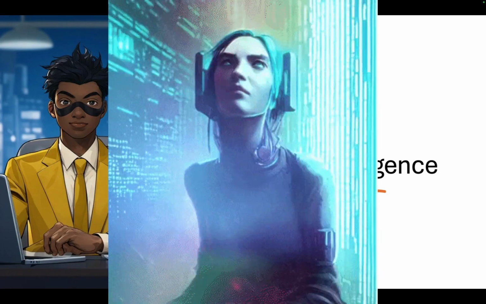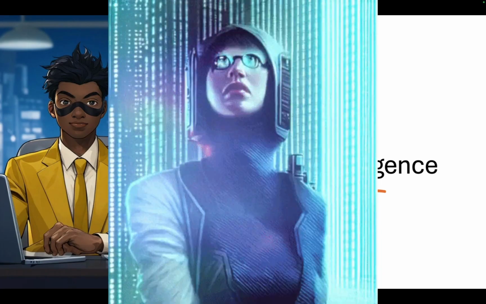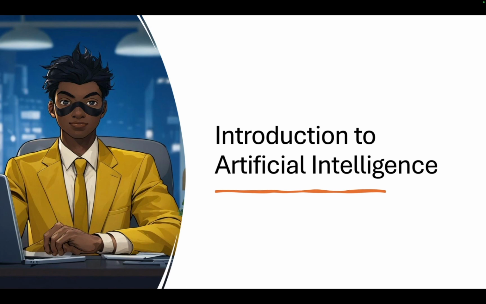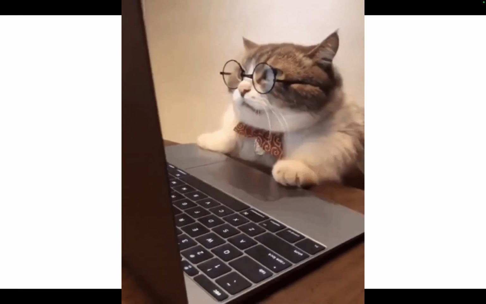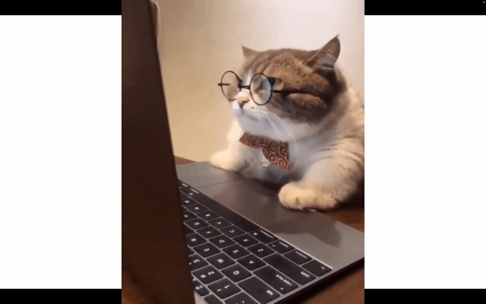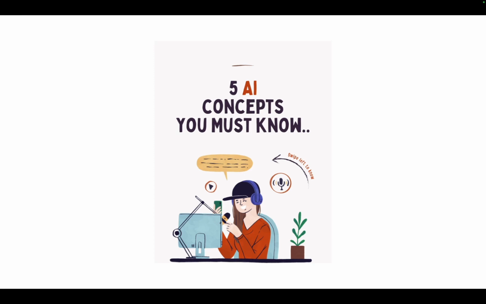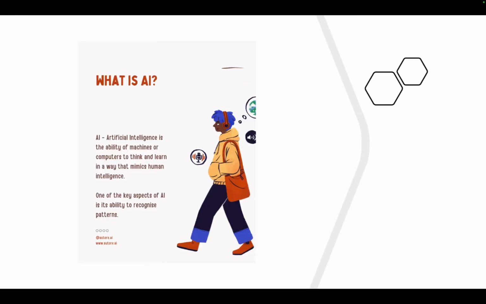In today's video, we'll be talking about artificial intelligence, specifically an introduction to artificial intelligence. And the key aspects we'll be looking at are five main categories and five main terms within AI that you ought to know. These five main concepts are important for our other courses that we'll be going through further down the line. So let's begin.